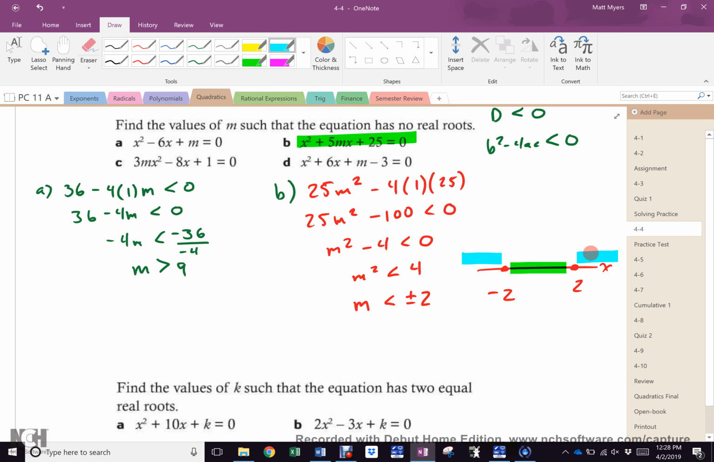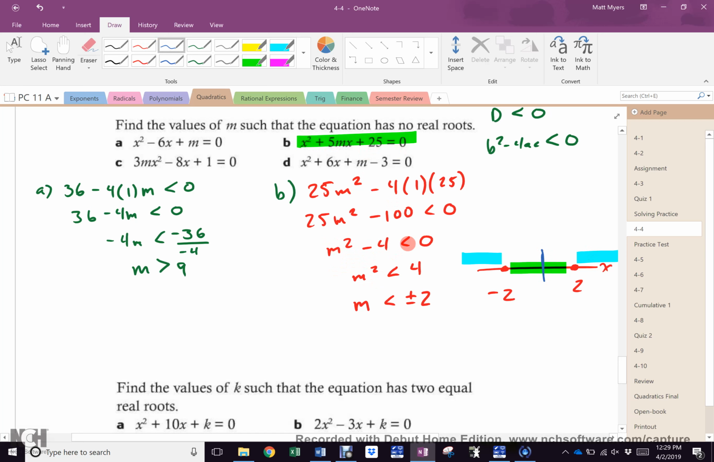How do we check? What's the easiest number to work with? 0. What's 0 plus 0 plus, oh no, we go to here. Is 0 minus 4 less than 0?